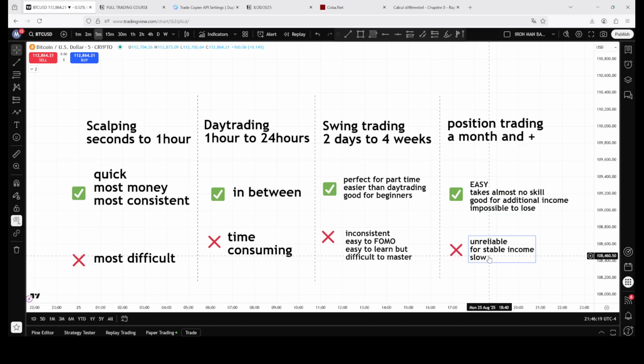But it can take long before I'm in profits. So you're not controlling the markets, and the more it takes time, the less likely it is for you to be accurate in your prediction, right? However, it's impossible to lose, guys.